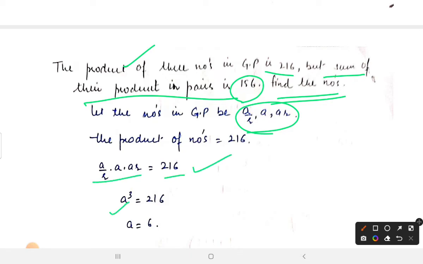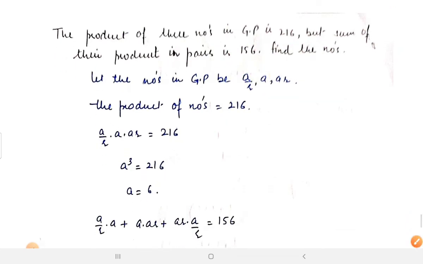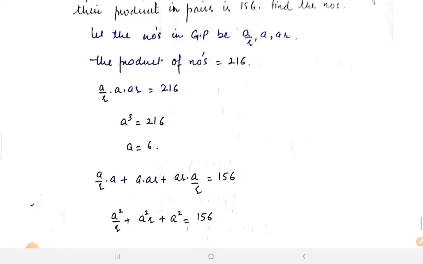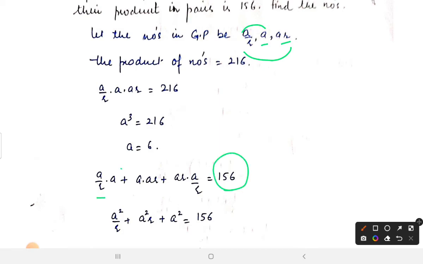So we have a cube as 216. 216 can be written as the cube of 6. So a is 6. Now find the value of r to find the numbers. The sum of their products in pairs means the products of ar into a, a into a upon r, and ar into a upon r. The sum is 156. So a upon r into a, plus ar into a, plus ar into a upon r, is equal to 156. Put the value of a here.